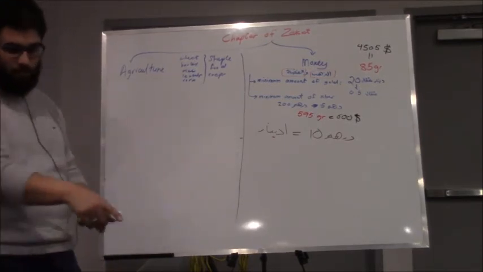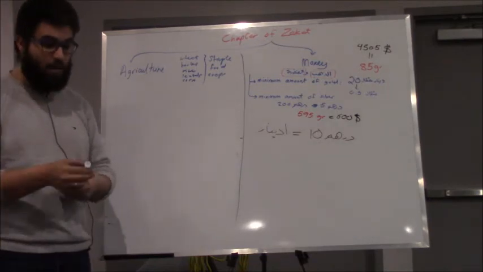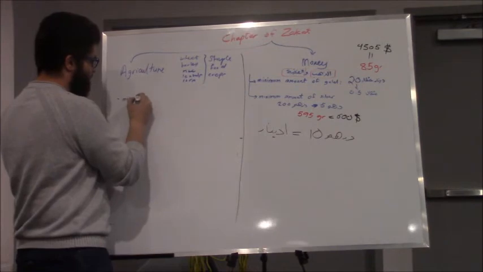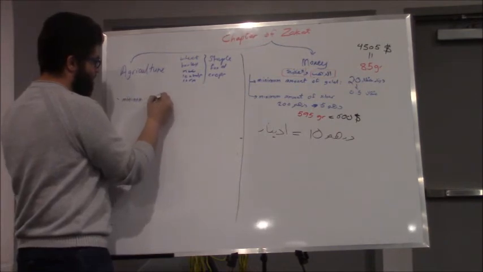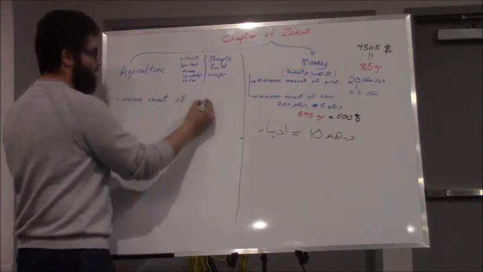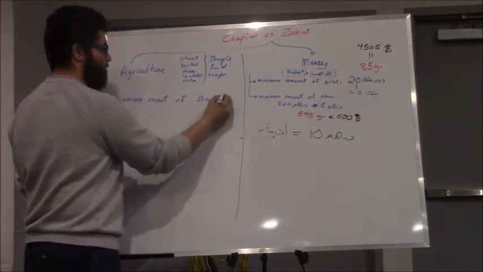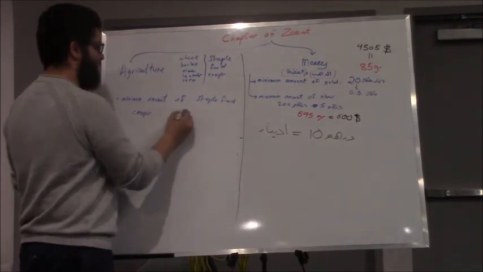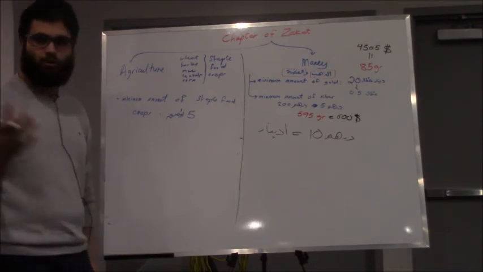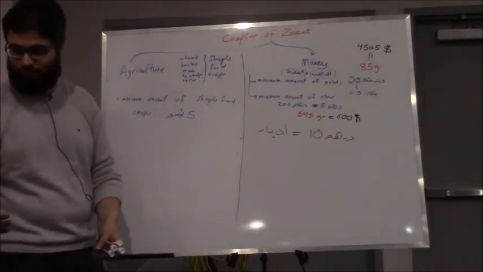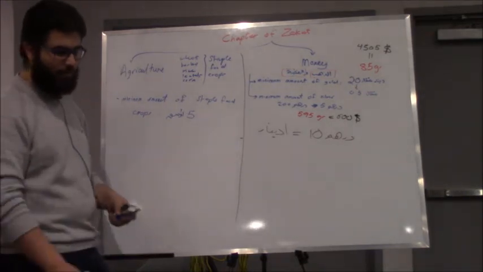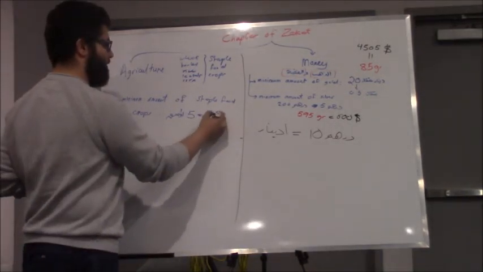So agriculture: نصاب الزروع, the minimum amount of agriculture, 5 أوسق. So the minimum amount of staple food crops, I'm going to use that term from now on because it's much easier to understand, is 5 أوسق. Of course, these are measurements, measuring tools that they had back in the day, which is وهي 1600 رطل بالعراقي, and it's 1600 رطل.